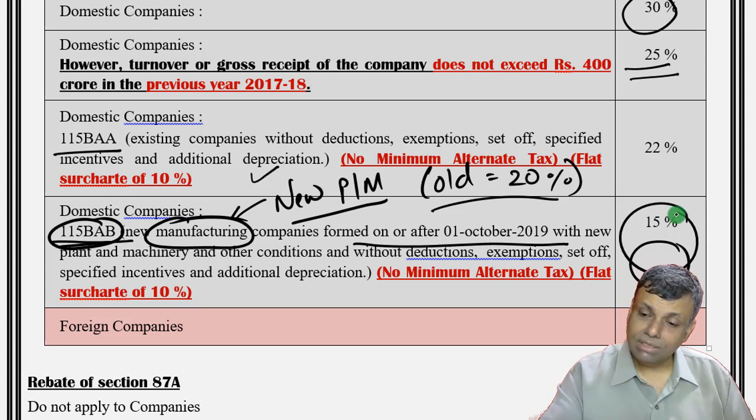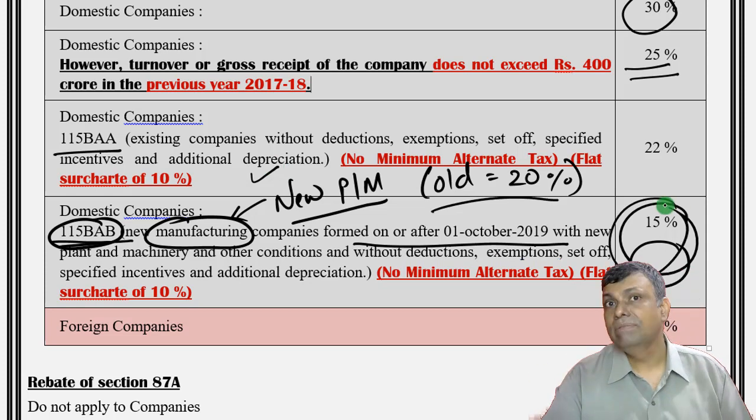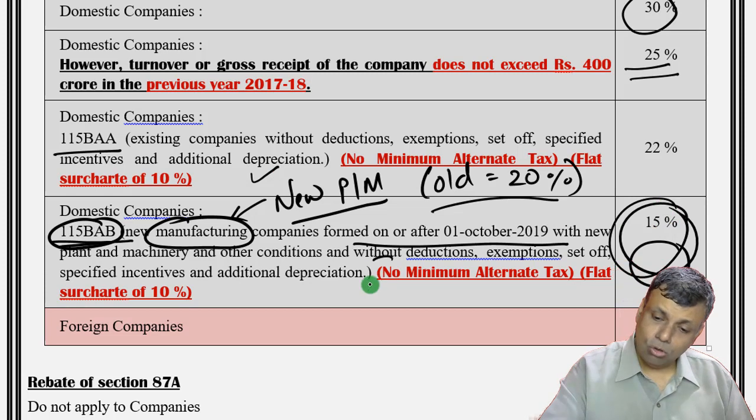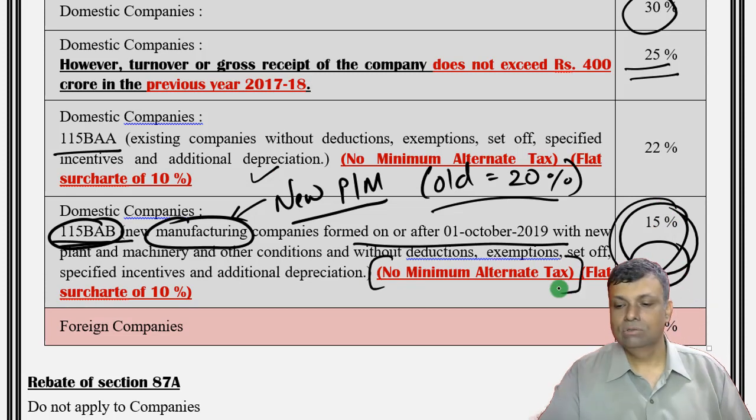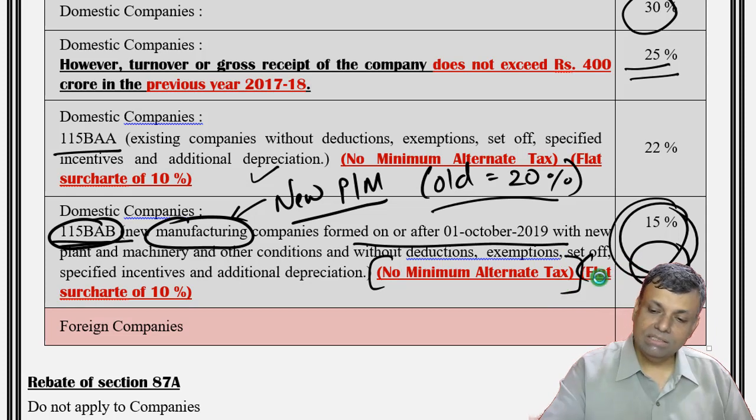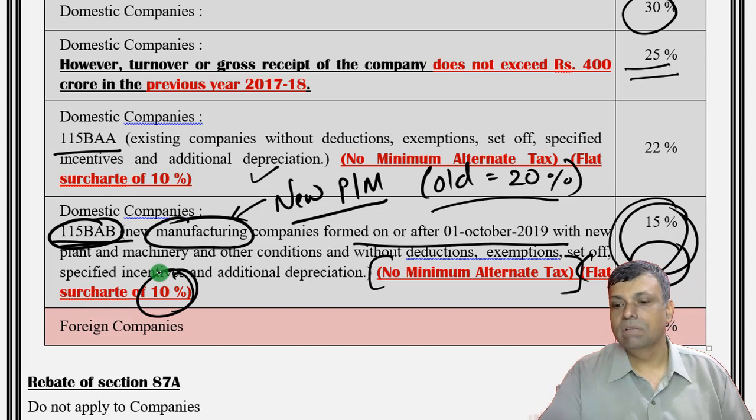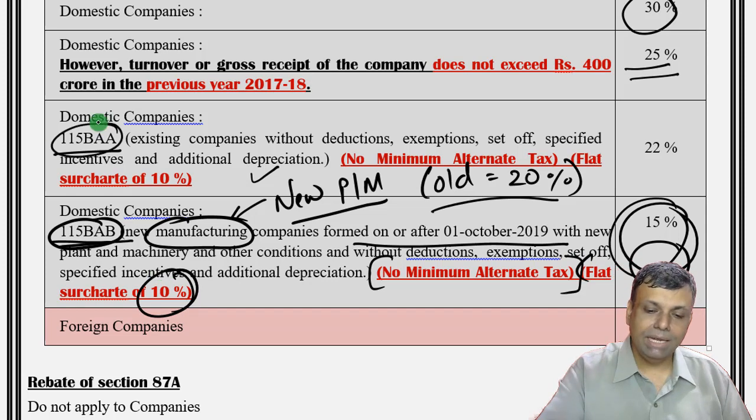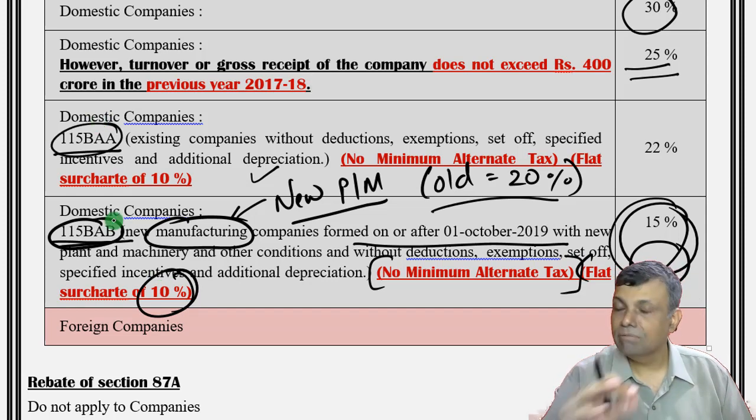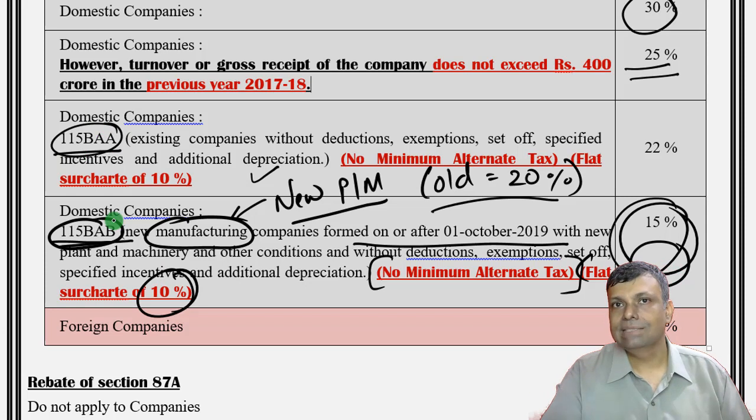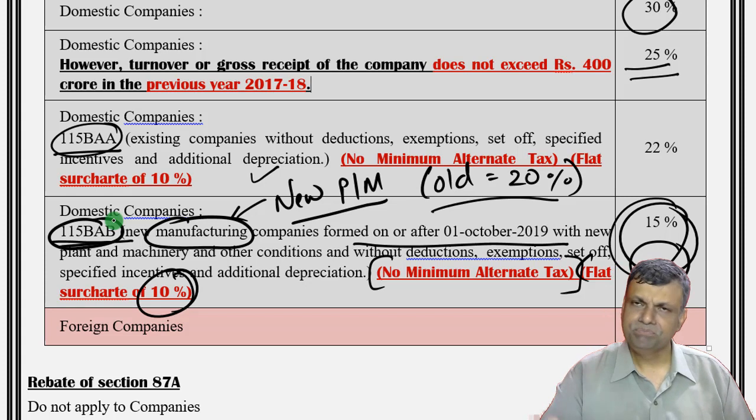Now your tax rate, once you start, is only 15%, and on top of that there is no MAT. So there is no minimum alternate tax for this category of companies, and there is a flat surcharge of 10%. As I already told you, irrespective of the income, for these types of companies, BAA types and BAB types, there is a flat surcharge. So whatever the tax liability comes to, you have to multiply it with the surcharge.